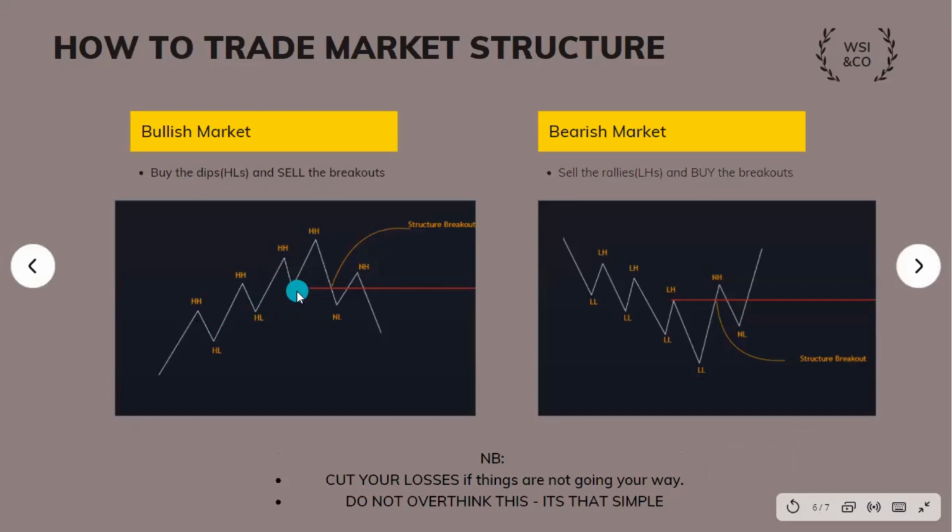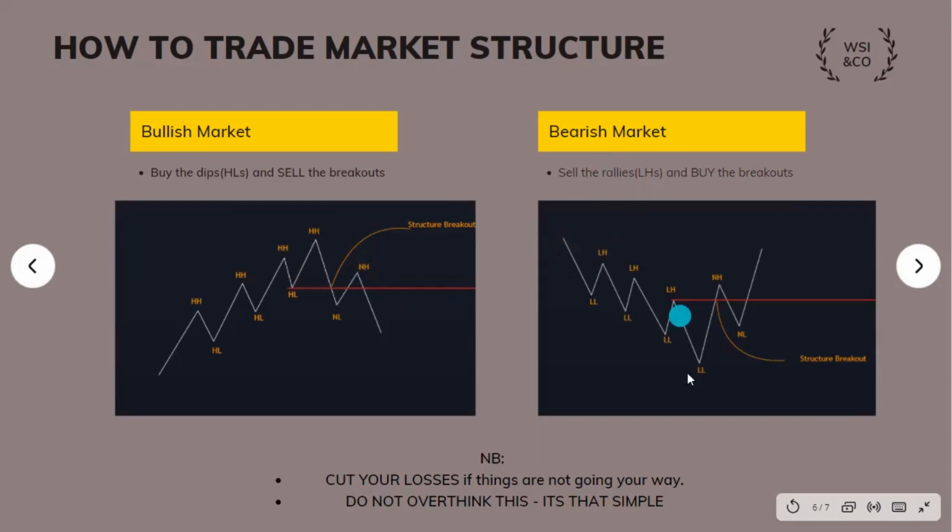So we buy here. And then when we break out, this is the natural structure of an uptrend. Now, when we break the structure, we'll form a new low. And then at the new structure low, that's where we're going to sell, right? And vice versa with a bearish market. It forms lower lows and lower highs.